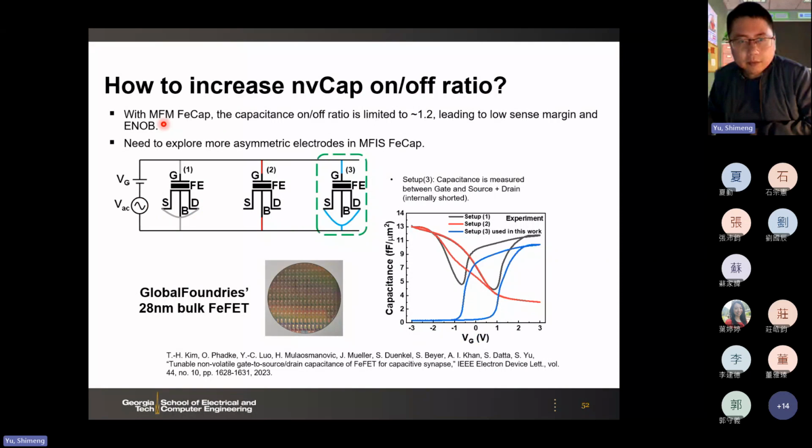So here, as we demonstrated earlier with MFM, a metal-ferroelectric-metal cap, even though we have some asymmetry due to the interface property, still this is quite a symmetric structure. If it's perfectly symmetric, then the ratio would be 1. Basically there's no gap between those two states. So here we have to explore more asymmetric electrodes. So let's just do an extreme case, MFIS structure, let's say with FeFET.